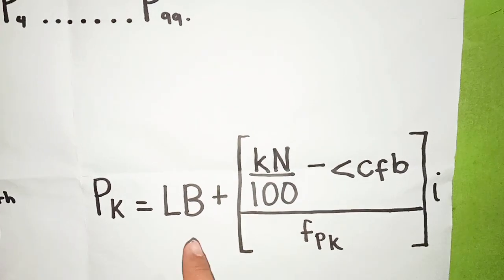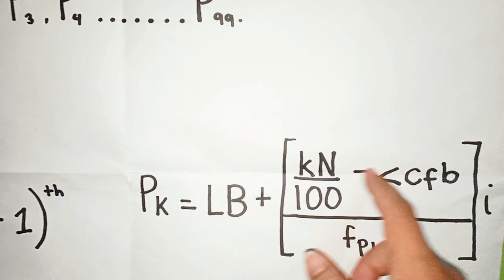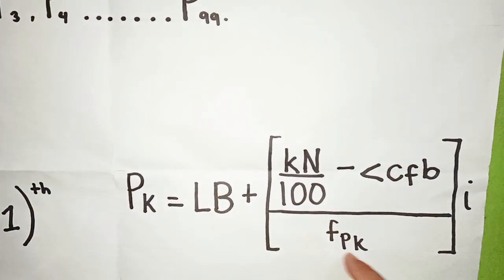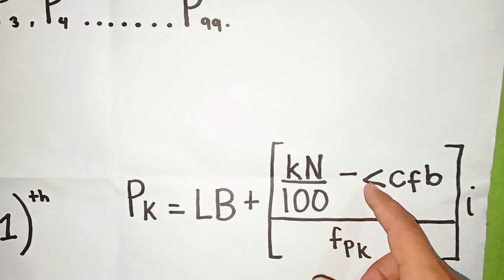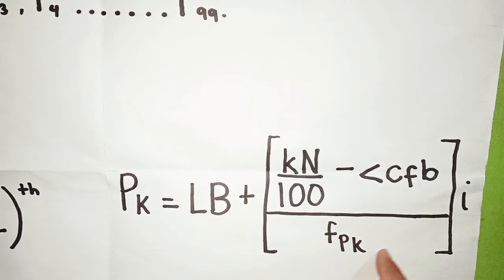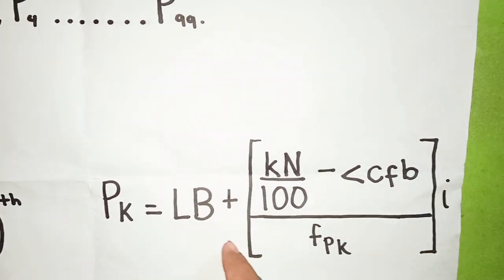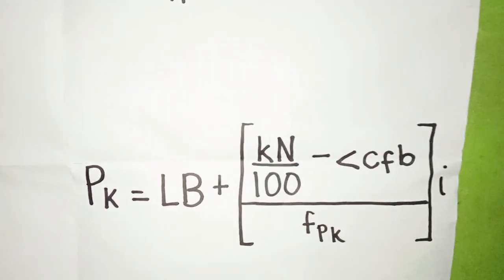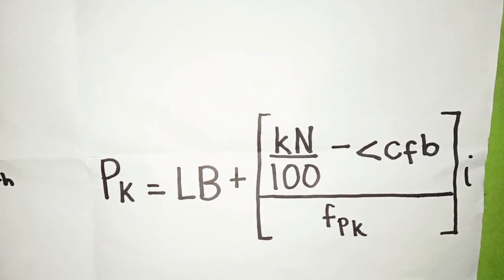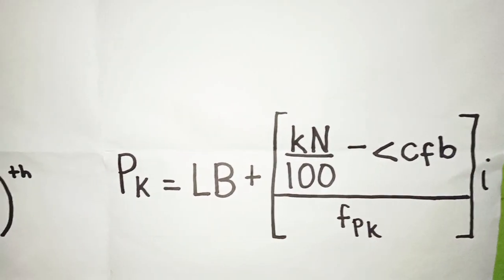So before you add to the lower boundary, make sure you are already done calculating the values inside these braces. Then next, multiply it by the interval. Then the last thing to do is to add the lower boundary. That's the last thing to do, so add to our lower boundary or LB.